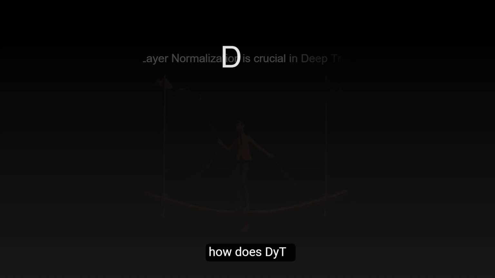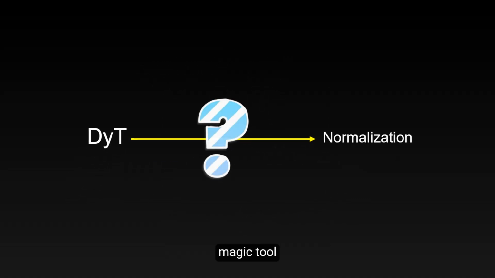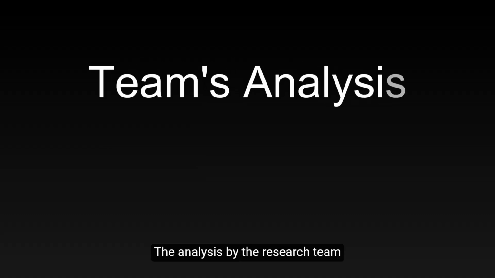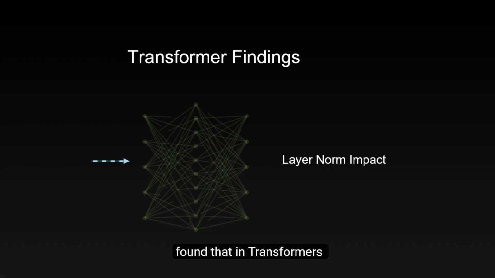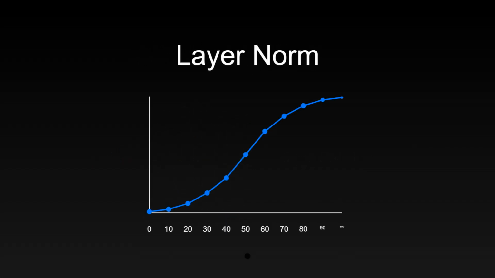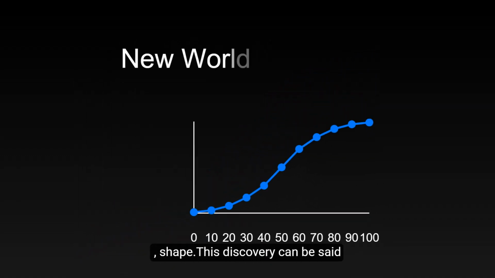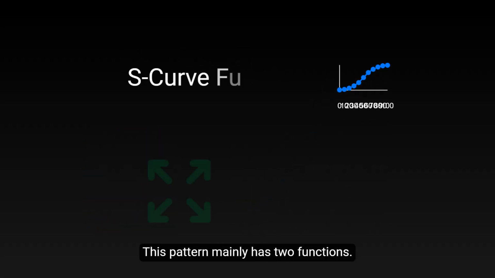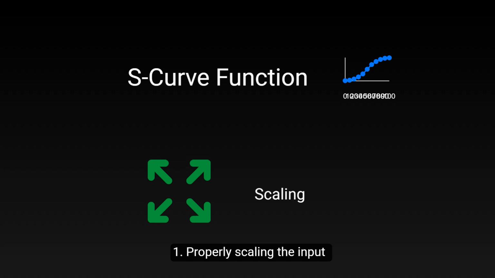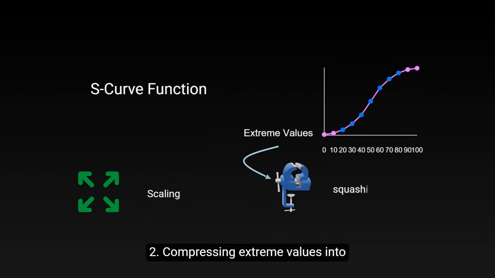So how does DyT, dynamic hyperbolic tangent, manage to replace this magic tool? The analysis by the research team is particularly interesting. They found that in transformers, layer normalization actually produces a special pattern of data transformation, a curve resembling an S shape. This discovery can be said to have opened the door to a new world. This pattern mainly has two functions. 1. Properly scaling the input. 2. Compressing extreme values into a reasonable range.